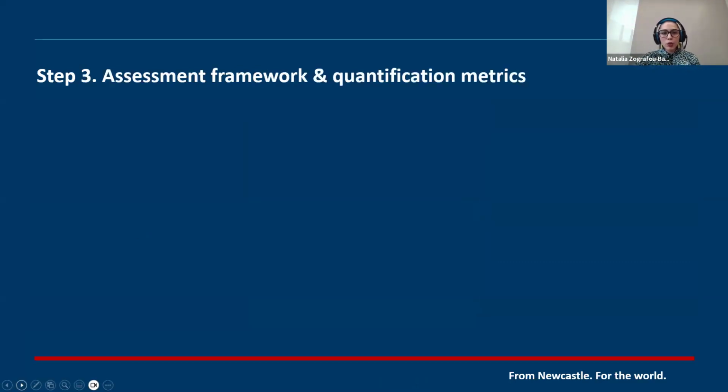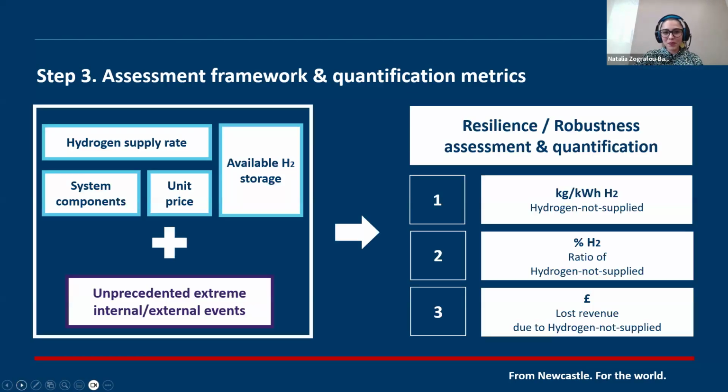And these led us to the assessment framework and quantification metrics. So we have proposed 3 metrics that we believe are useful to describe resilience and robustness of these systems. Next slide, please. So looking at the left, given that you know your hydrogen supply rate, so how fast can you supply hydrogen? What are your system components? So which is finally the system configuration that you will have? What is the unit price? How much does hydrogen cost? And what is your available storage and other parameters?